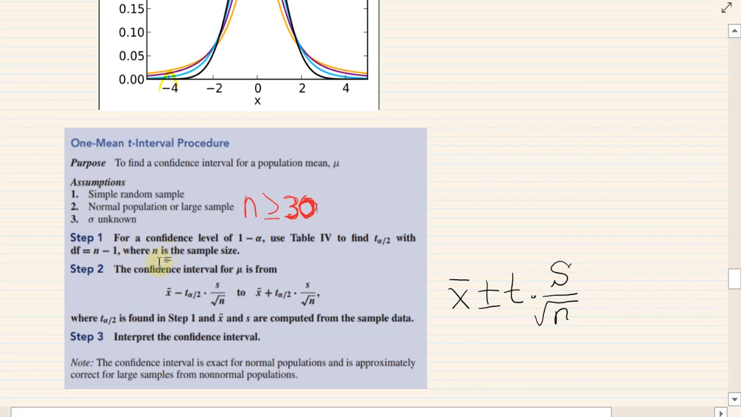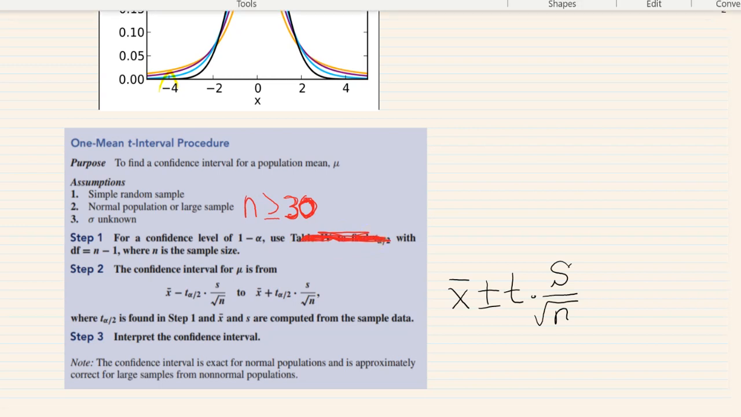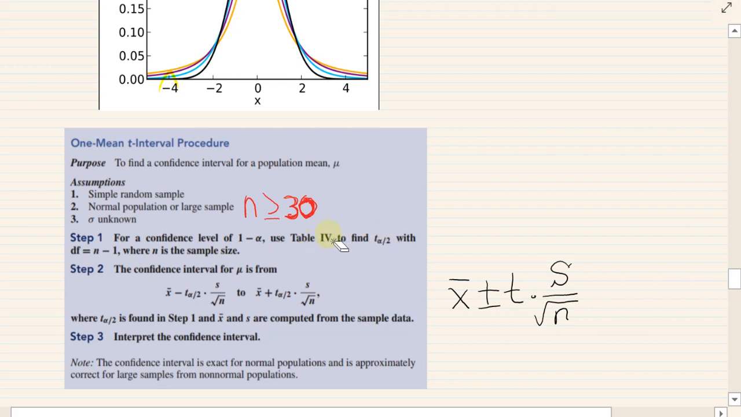So our confidence level is 1 minus alpha. Now here, don't worry about the use table. We don't use that. To find this, we're going to use StatCrunch. We're going to use Megastat. Okay. And degrees of freedom is n minus 1 right here. The degrees of freedom help us go to a table, but we're not going to do that. So don't worry about our degrees of freedom here.